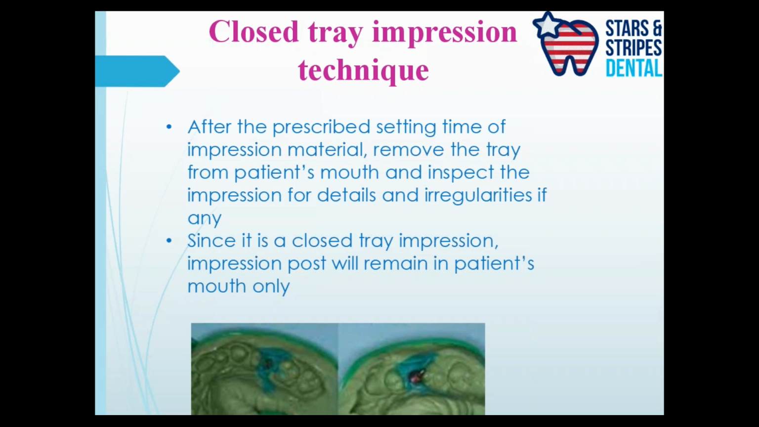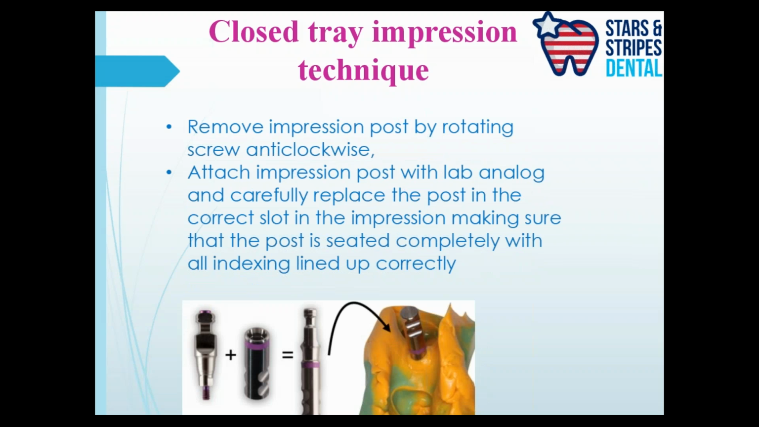And for your guidance, the references are given, the indexing has been given, so you just have to align all the notches properly. Now if there is some error in this alignment, your impression could be wrong, could be off by even a fraction of a millimeter, and that could cause some problem. So that is the only disadvantage I see with the closed tray impression technique.